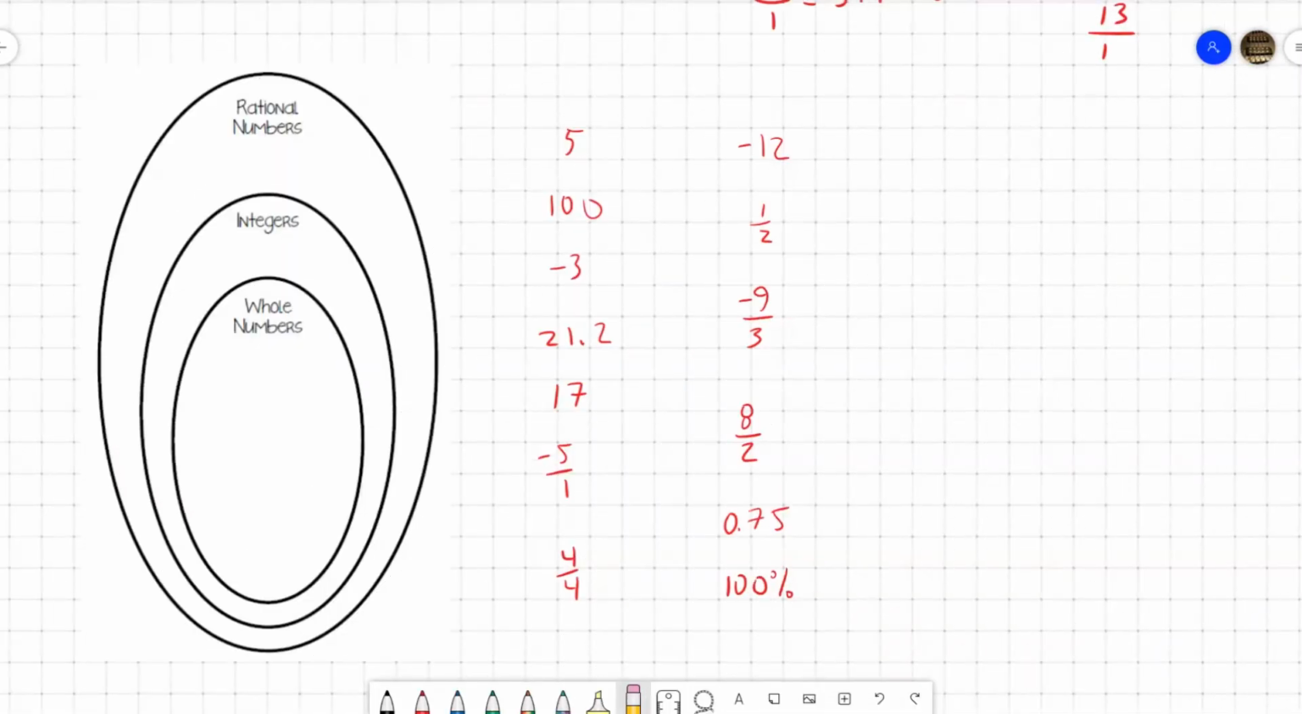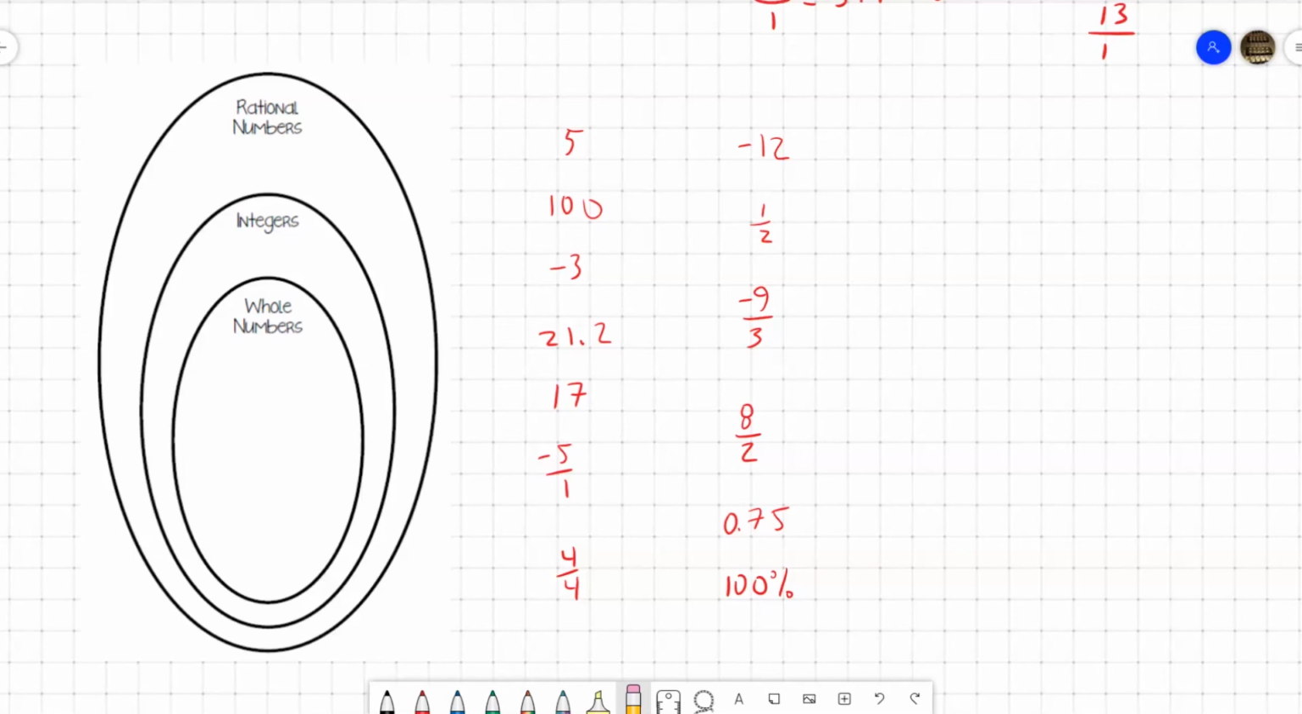All right, so I'm going to show you an example in just a moment. And then what I want you to do after the example is pause the video, redraw this nesting Venn diagram on your paper, and then classify each of these numbers into its best spot. All right, we'll do one together.